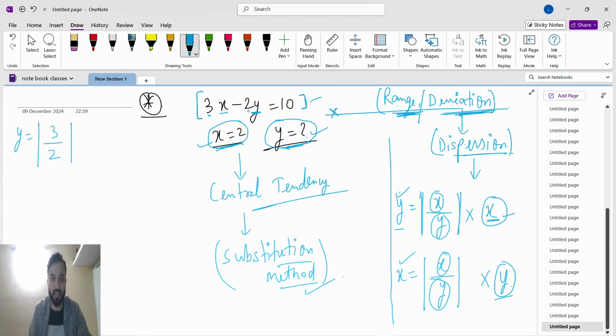The number with the variable is 2. The coefficient of y is 2, into what is the value of x? X is 2. So 2 will get cancelled. Answer is y is 3. That's it you have to do. Now we'll solve the problems.